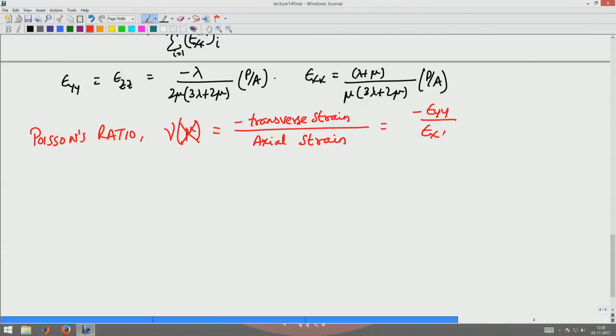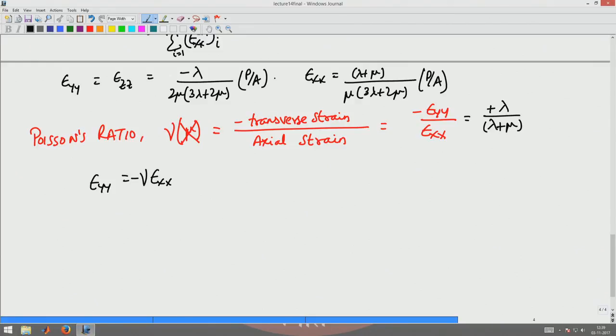Okay. Negative of the transverse strain to the axial strain, which in our notation is nothing but minus epsilon yy by epsilon xx. Okay. Now, substituting for epsilon yy and epsilon xx from this equation, you find that this ratio is given by plus lambda by lambda plus mu. Okay. This is the Poisson's ratio. Okay. So, you have now the relationship that epsilon yy is equal to minus nu times epsilon xx.